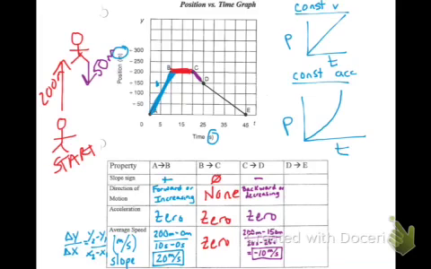I want you to try the next part on your own. So pause the video, try and do line segment D and E on your own.